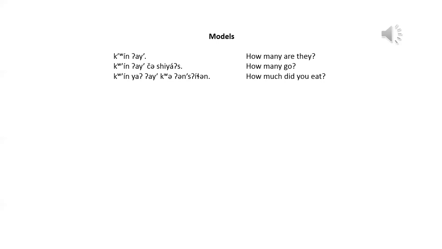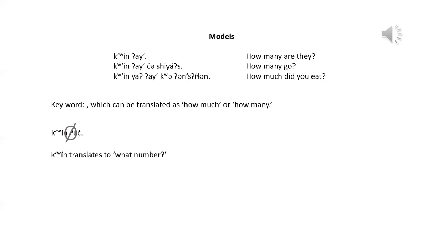The key word here is queen, which can be translated as how much or how many. The last of the models can be translated as how many did you eat. The pattern here is much the same as the pattern for swanning, but uj is not usually used with queen. The word queen may look familiar. The root was used there in the word a queen to ask about the time of day. The word queen may also be translated with what number. These questions are asked for a particular number or quantity.